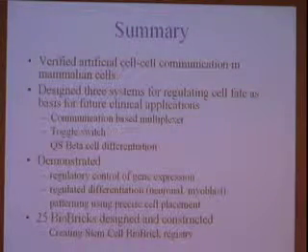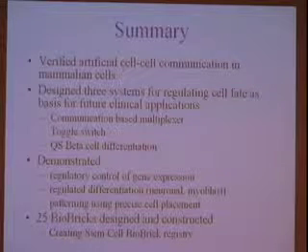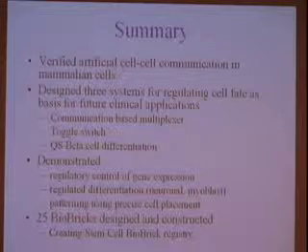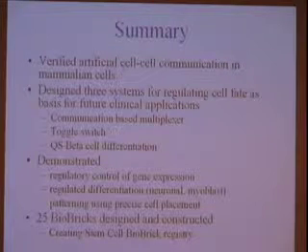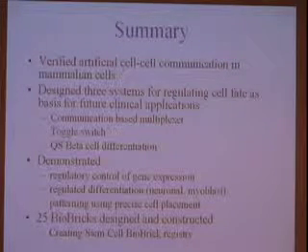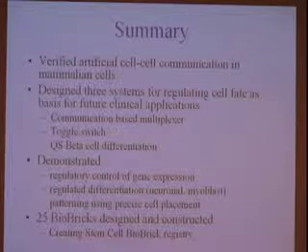So to summarize, we verified that we have artificial cell-cell communication in mammalian cells. We designed 3 systems for regulating cell fate as a basis for future clinical applications: a communication-based multiplexer, a toggle switch to control cell fate, as well as a quorum sensing-based beta cell differentiation. And we've demonstrated that we have regulatory control of gene expression and differentiation, as well as that we are able to form patterns using precise cell placement.